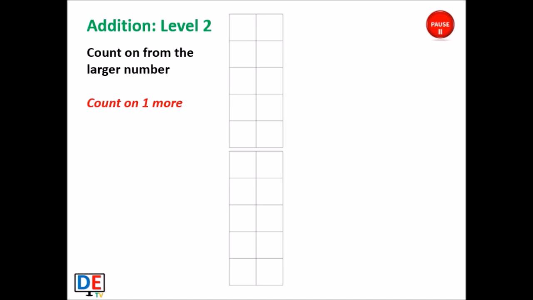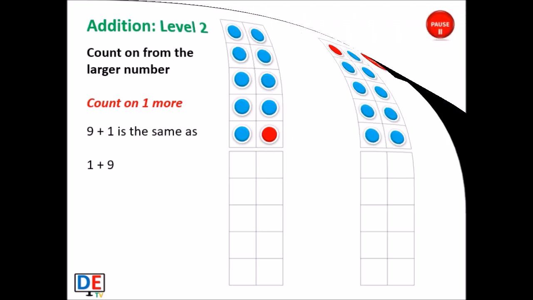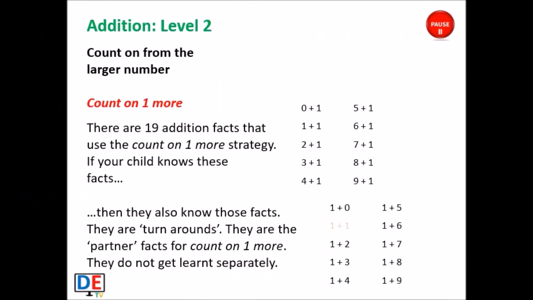For example, 9 and 1 make 10. 9 and 1 is the same as 1 and 9. There are 19 addition facts that use the count on 1 more strategy. If your child knows these facts, then they'll also know those facts. They are turnarounds. They are the partner facts for count on 1 more. They do not get learnt separately.